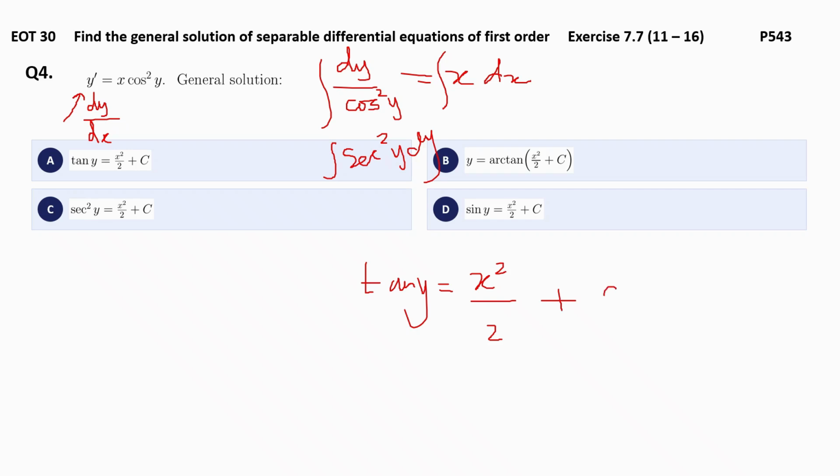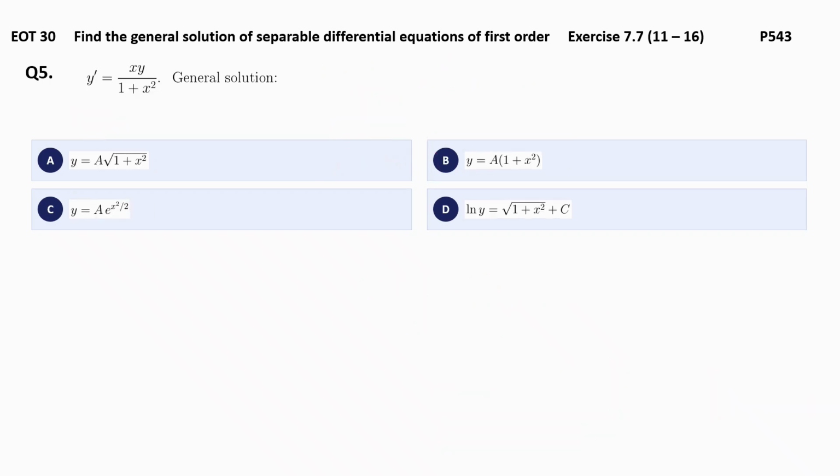Again, the simplest form matters. So y is equal to tan inverse. Tan will go to the other side as tan inverse, and the whole function on the right hand side will come as an angle. That is x square by 2 plus c. Not angle, as a value. So which is option B, because tan inverse is same as arctan. So answer is option B. Now let's move to question number 5.